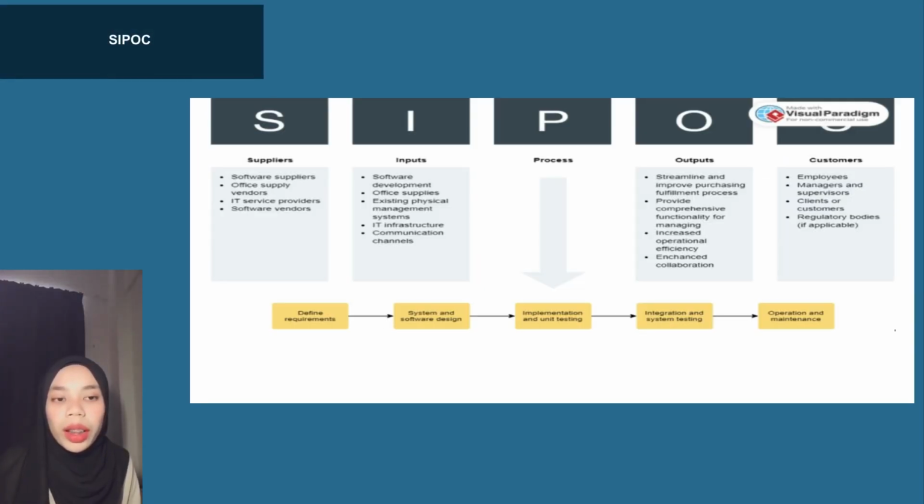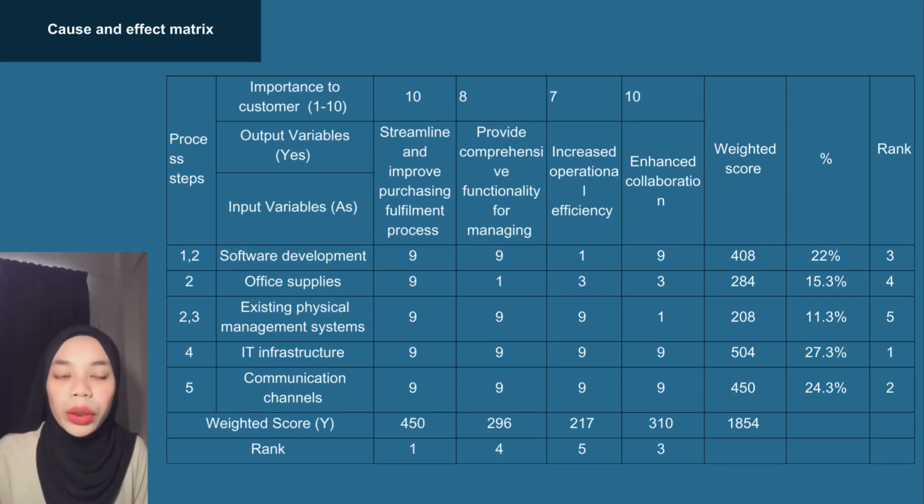Next is the SIPOC diagram. The SIPOC diagram is a process map which lists all suppliers, inputs, process, outputs, and customers of the process. From the SIPOC diagram, we listed out the input and output variables in the cause and effect matrix.